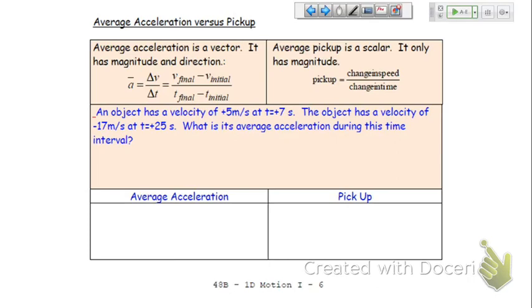Average acceleration. Let's do our number line. An object has a velocity of +5 meters per second at t equals 7 seconds. Where is it? It doesn't matter. Just pick a point and go, okay, that's 7 seconds, and my velocity is +5 meters per second. And then over here somewhere, now the clock is saying 25, and it's -17.